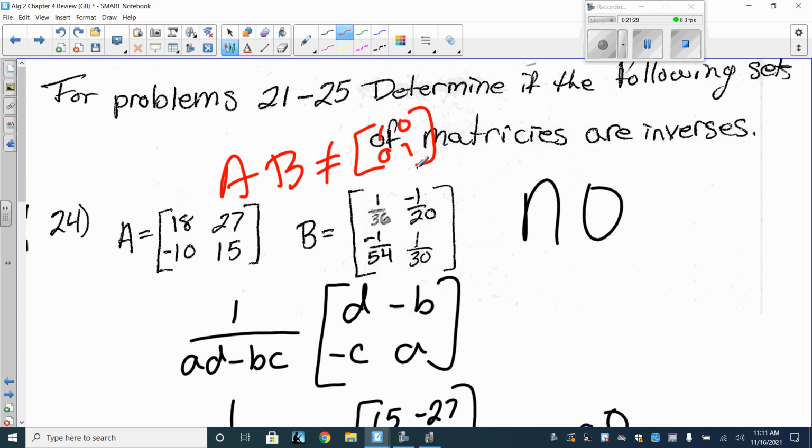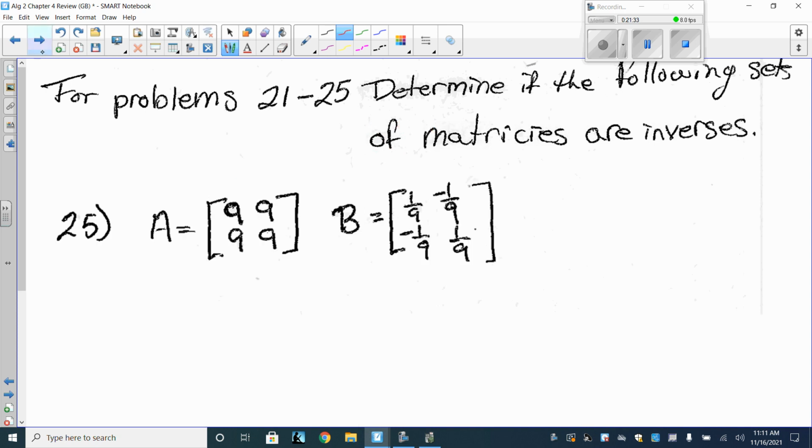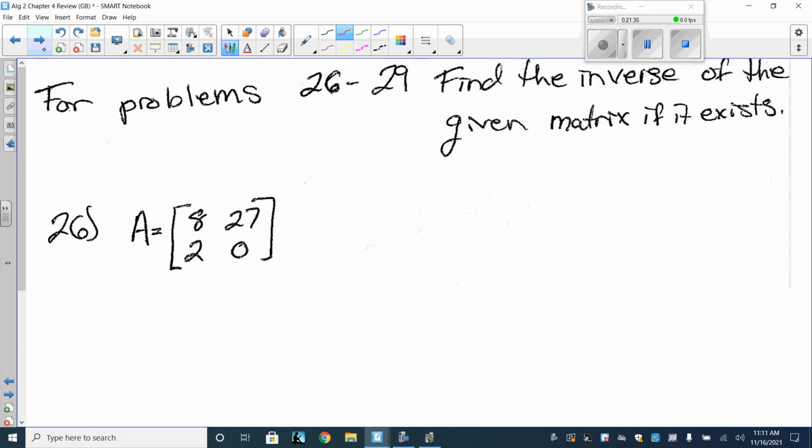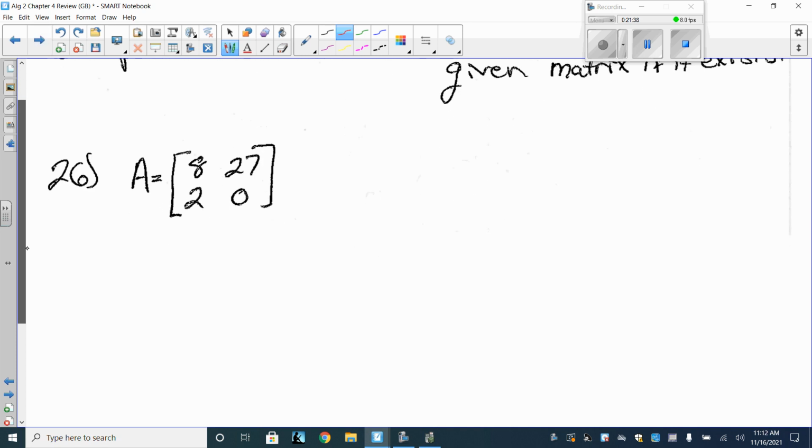Any questions on this here? Okay. Now 26 is asking us to find the inverse. It's 26 through 29. Is one of those in particular that y'all want to look at for finding the inverse? All right, we'll just look at 26.